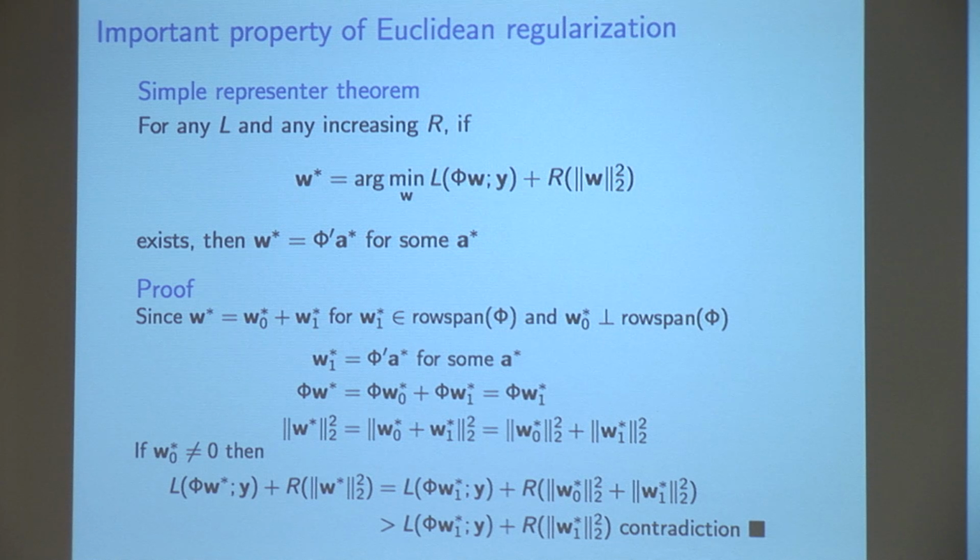If this W0 term is not 0, then we get a contradiction, because then I can write the original combined objective as depending on W1 here, and then depending on the sum of these two things, where R is increasing. So if R is increasing, this is strictly smaller by dropping the W0. So the only thing you can do by having anything on the orthogonal component is make it worse. Therefore, it's 0. If it's 0, it means the solution is just writable as a linear combination of the data.